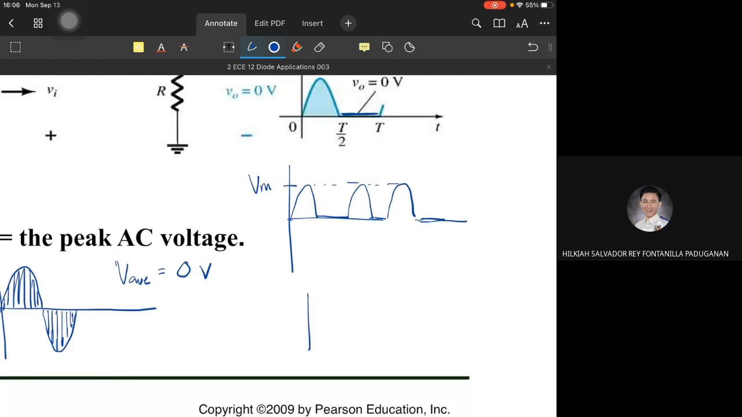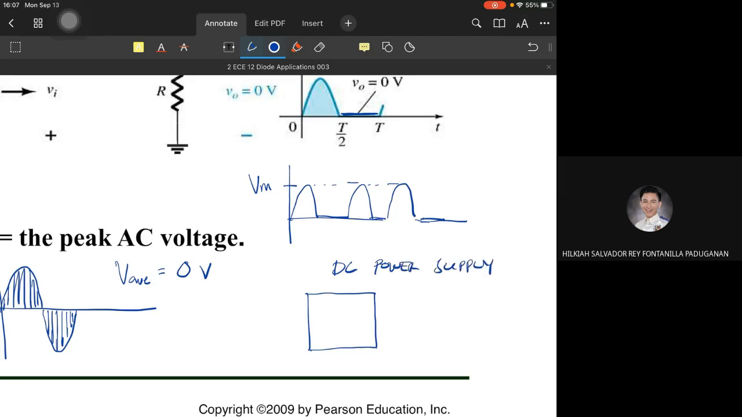Rectification is the first process, or the first step, in the block diagram of a DC power supply. Okay? DC power supply.